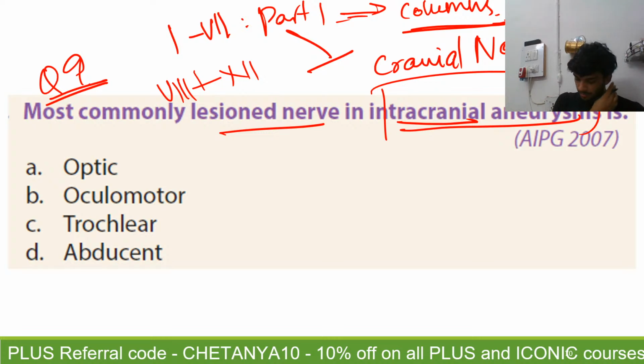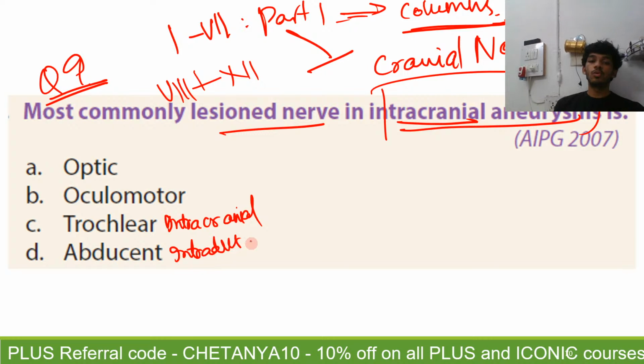If you haven't watched that video, the answer is trochlear because it has the largest intracranial course. You're right, the trochlear has the largest intracranial course. I hope you remember the largest intradural course is the abducent, right? What is the largest interosseous course? Maybe I had told in that video only. These are the three things. Now I have to tell you two things here. The correct answer is the oculomotor nerve.